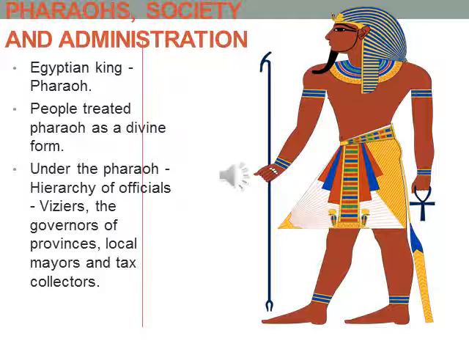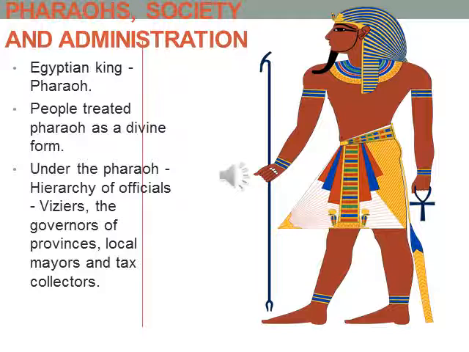So first the Pharaoh, the king. Next to him were the viziers, the governors of the provinces, the local mayors and the tax collectors. Viziers were the high officials who administered the territories under the direction of the pharaohs.